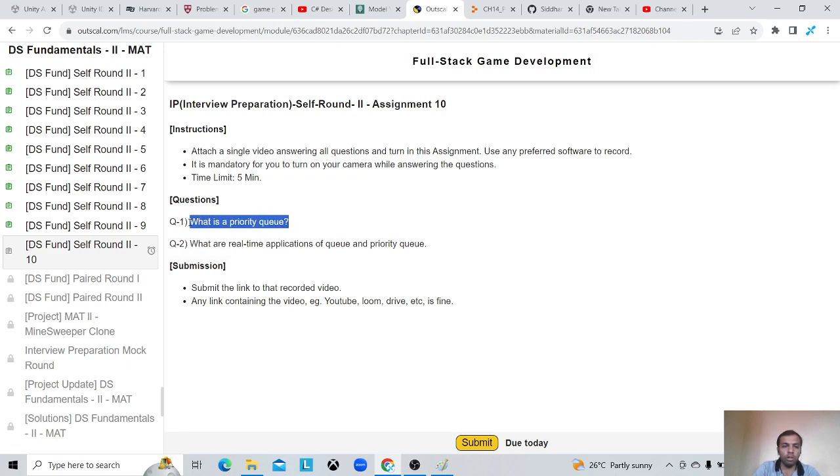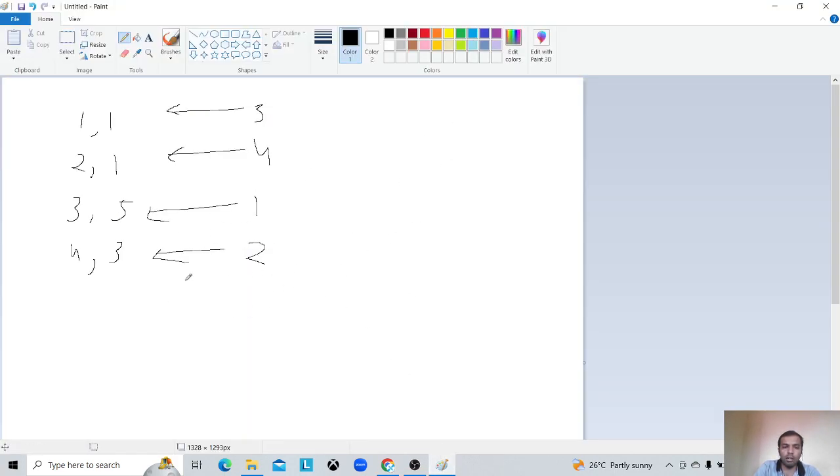Okay, so first question is, what is a priority queue? A priority queue is nothing but a normal queue, but when we enter the element, we also enter the priority of the element.